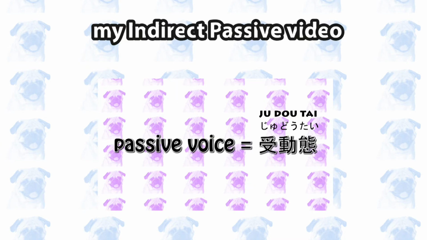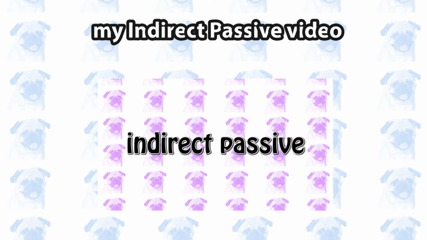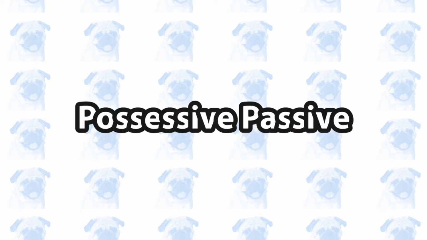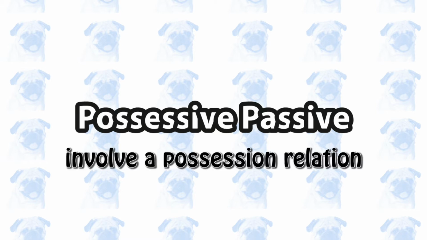This is an amendment and a sequel to my indirect passive video. You can watch my previous video, suggested above, to find out more about the indirect passive. In this video, I will explain a very specific subtype of indirect passive called the possessive passive. As its name suggests, the possessive passive always involves a possession relation. Let's see what this means in detail.